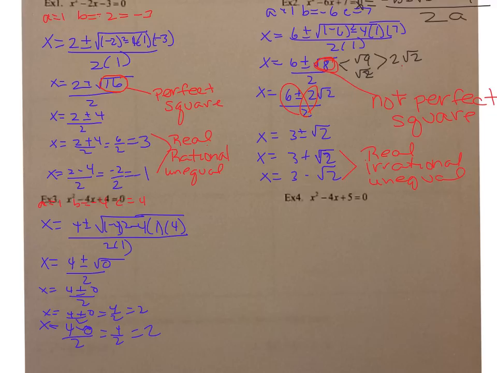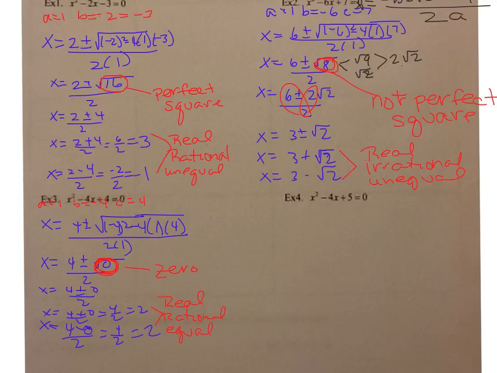Okay, so notice what's under the radical. Underneath my radical, I had 0. And then notice what I have about my roots. My roots are exactly the same. I get 2 of the same roots. So that's real, they are rational, and they are equal. So remember, when you get a 0 on the radical, you get equal roots.